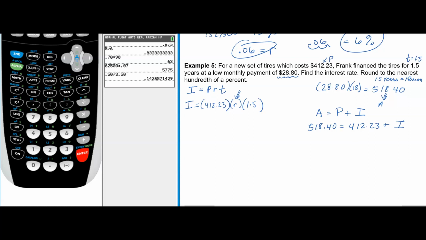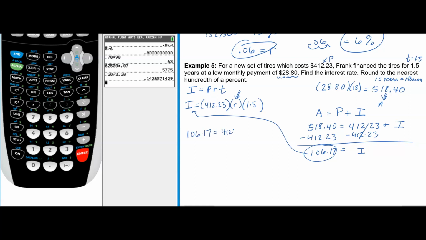Or just think about this. You don't even need the formula, really. If the person's paying $518.40, but the tires only cost $412.23, find the difference between those two numbers, and that will give you the interest. That's exactly what we're doing here with the formula. If we subtract those from both sides, we end up getting an interest amount of $106.17. That number is going to come over here to the interest. So I'm going to write 106.17 equals 412.23 times R times 1.5.